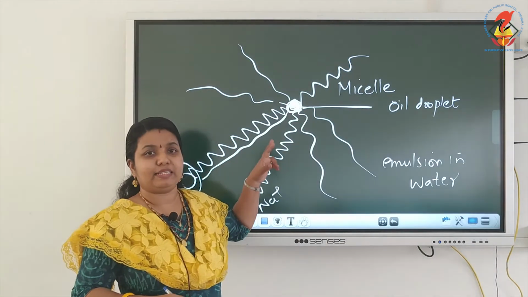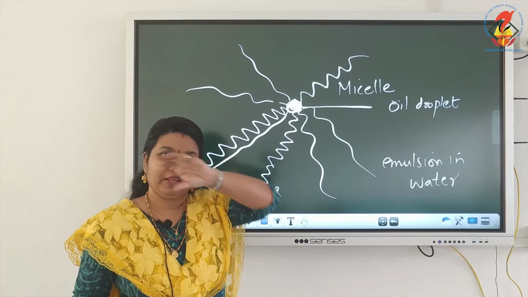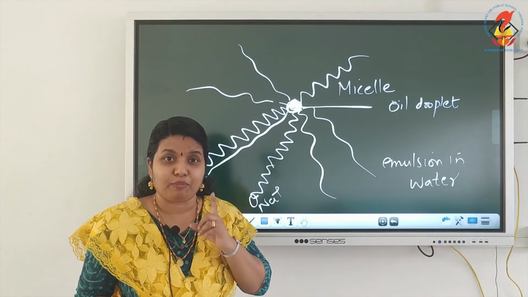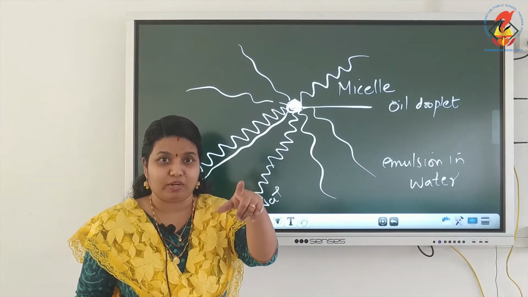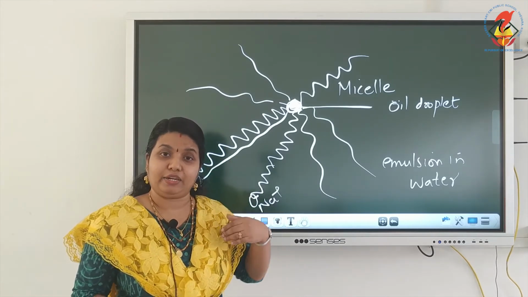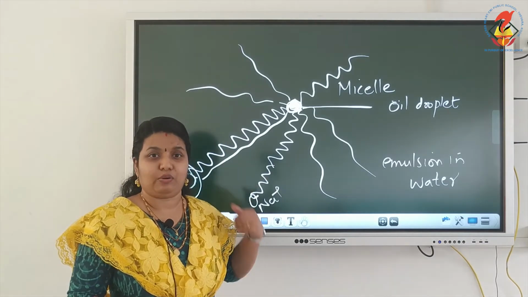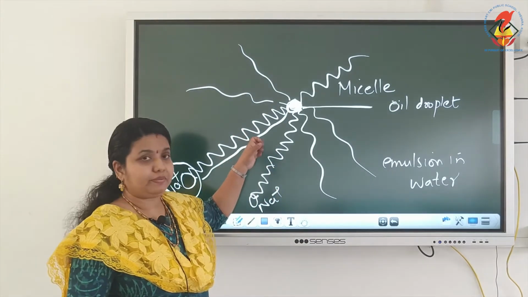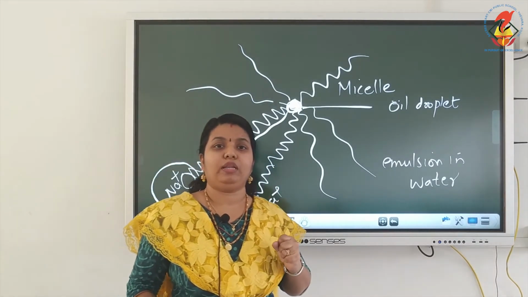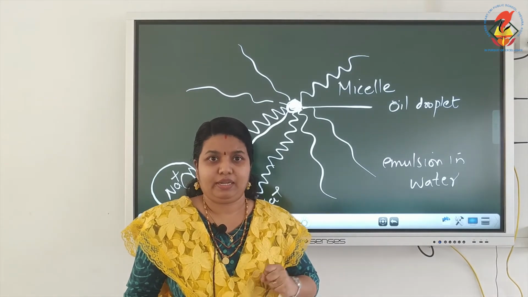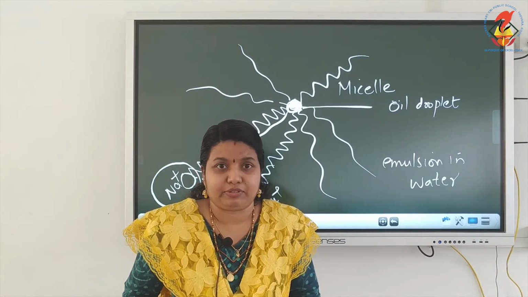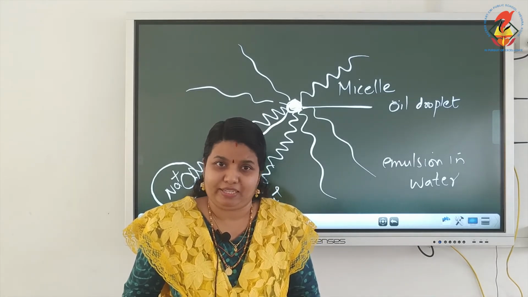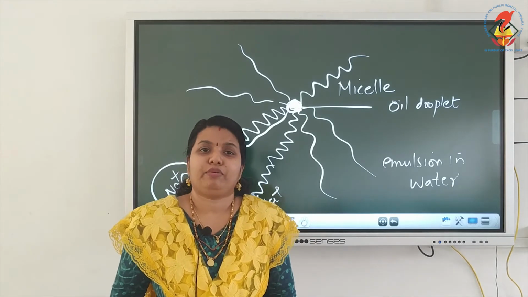This structure is known as a micelle. Oil droplet in the center, surrounded by soap molecules in all directions, in such a way that the hydrophobic end, the carbon chain, is towards the oil or greasy dirt, and the hydrophilic end, ionic end, is facing outside. We call this structure a micelle. The micelle helps in removing, dissolving the oil or greasy dirt from the cloth, thereby forming an emulsion in water. Thus the clothes become clean. So this is the cleaning mechanism of soap.